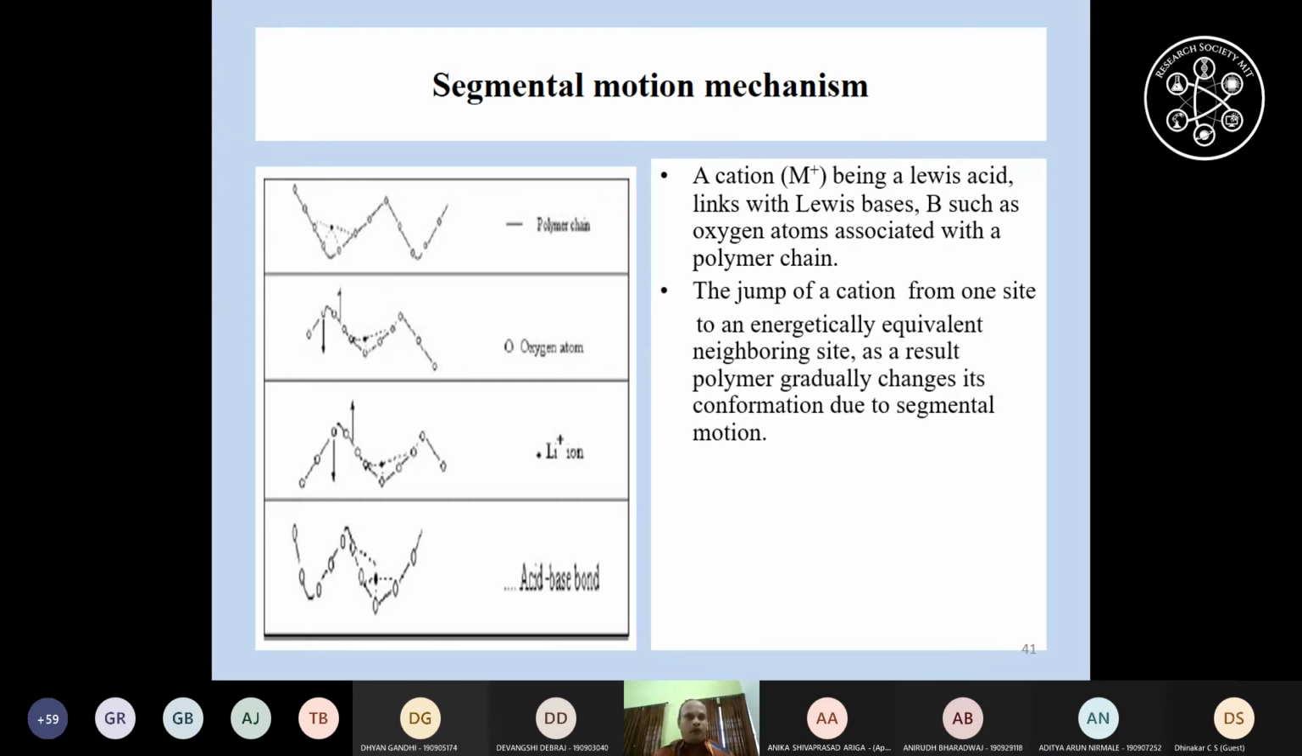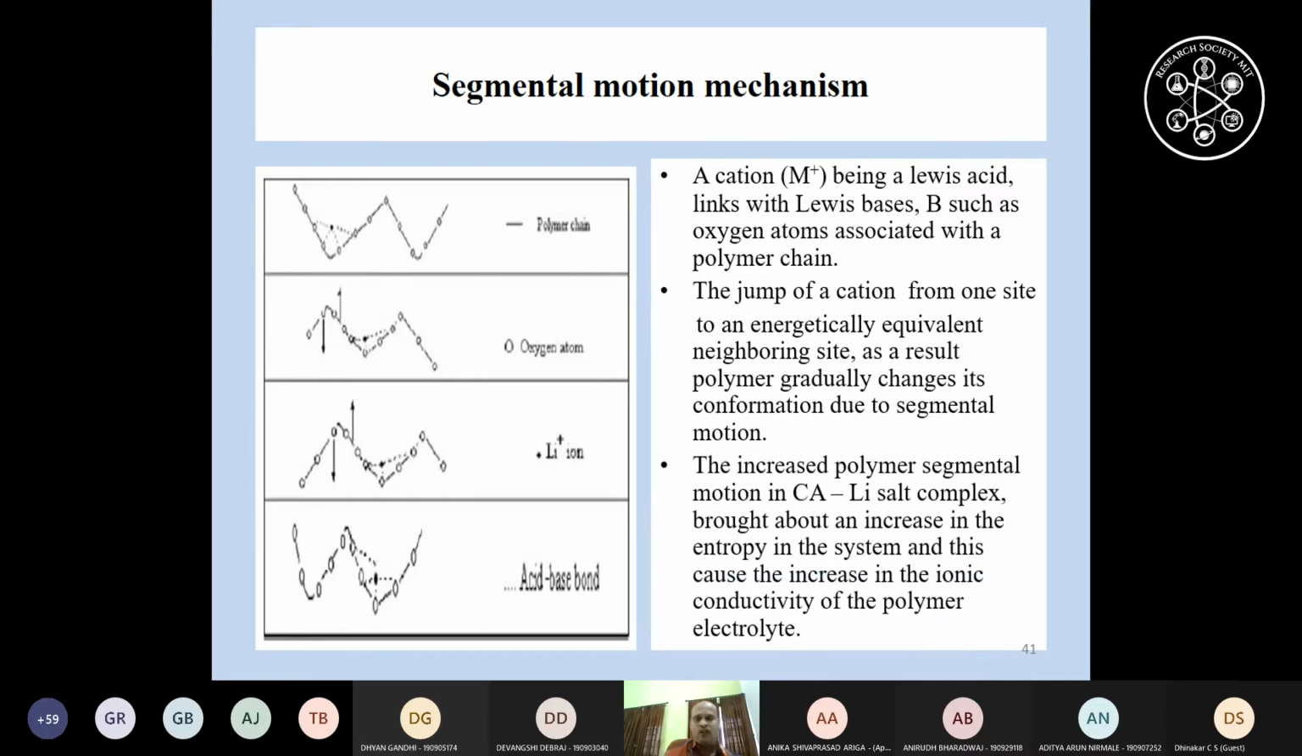The jump of the cation from one side to another gradually changes the conformations of the polymer due to segmental motions. Due to that segmental motion mechanism, the conductivity of the blend polymer electrolyte is enhanced. Like that, I proved it. Of course, you have to discuss this in research.